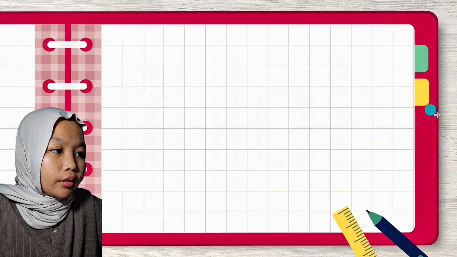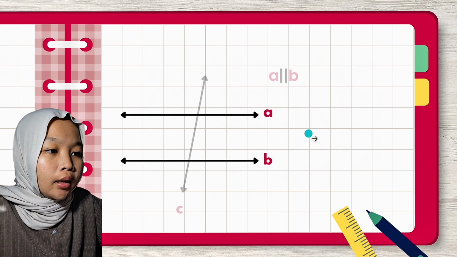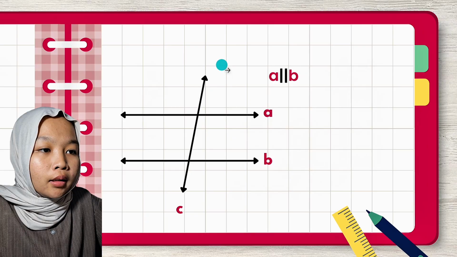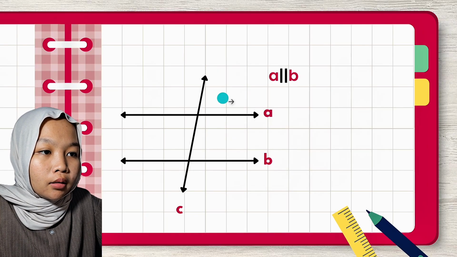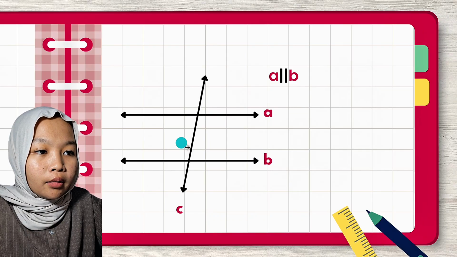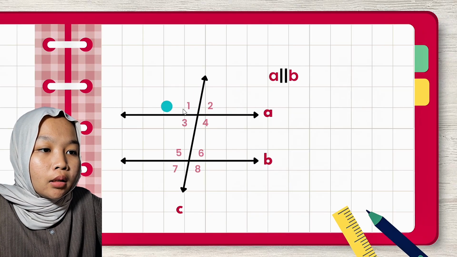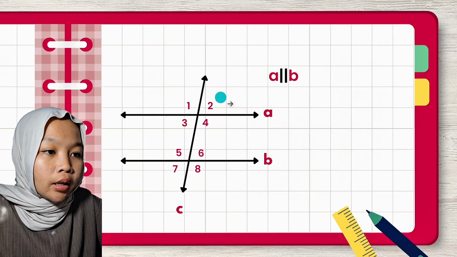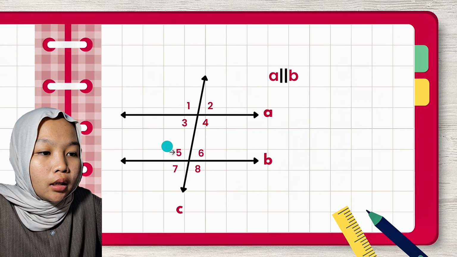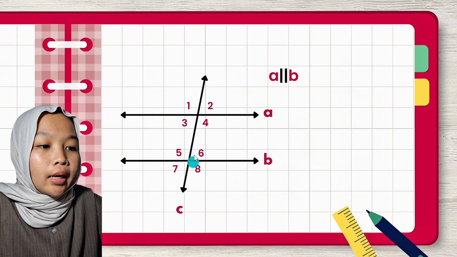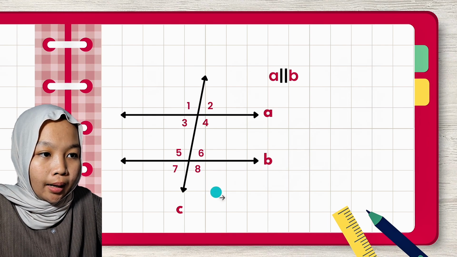Okay, next, here we have a line A and line B, and A and B are parallel, and there is a line C, which is the transversal. Then this makes some angles, so we name them one by one. This is angle 1, this is angle 2, this is angle 3, and this is angle 4, this is angle 5, this is angle 6, and this is angle 7, and the last one is angle 8.